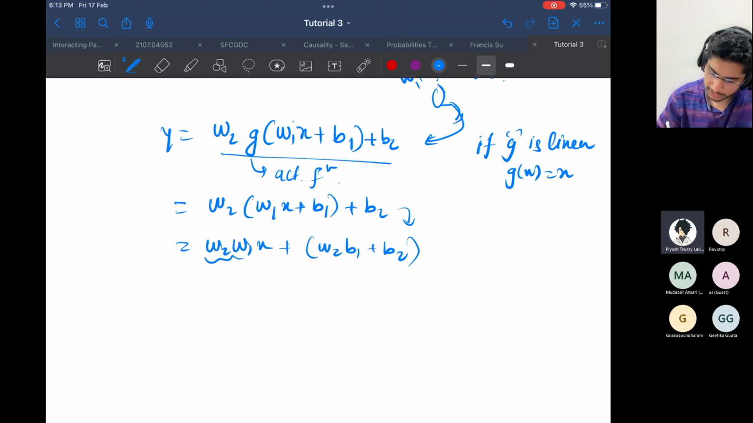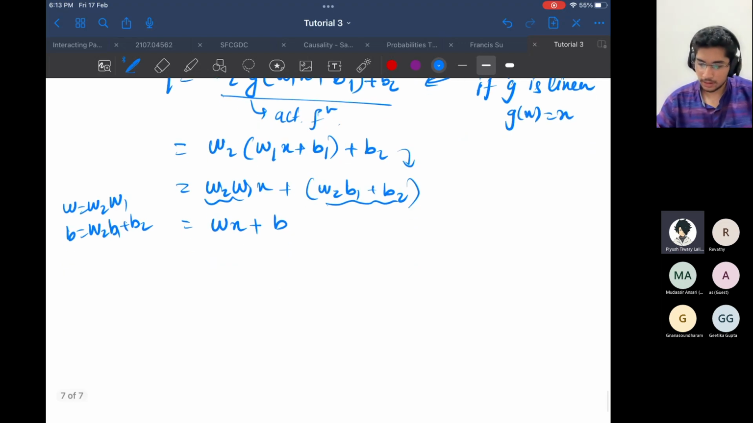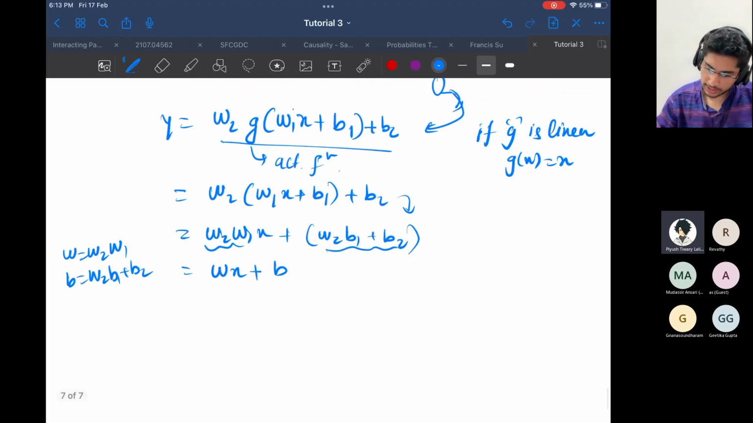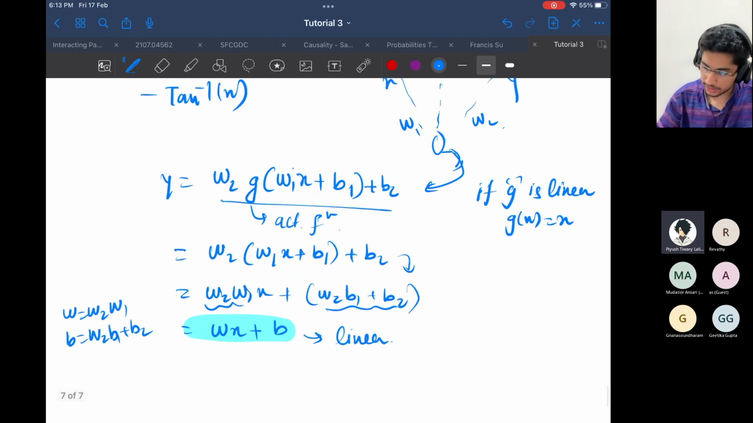Now I can club these two W's and call this W, where W is W2 times W1. Wx plus B, where I will call B as W2 B1 plus B2. It turns out that if I use a linear activation function, what I get is Wx plus B, which is again linear. What is the issue with it? Let us look at it.